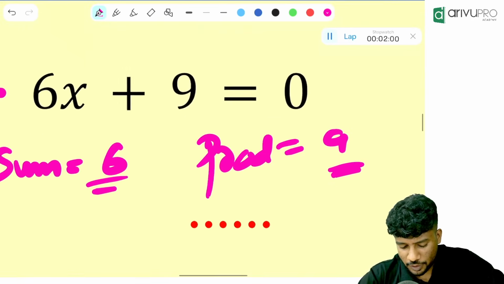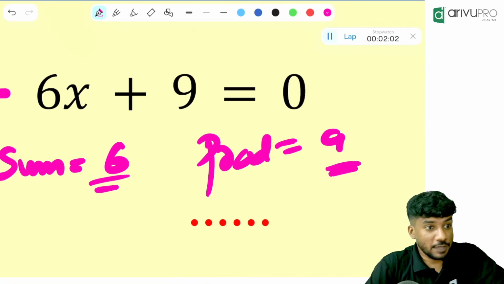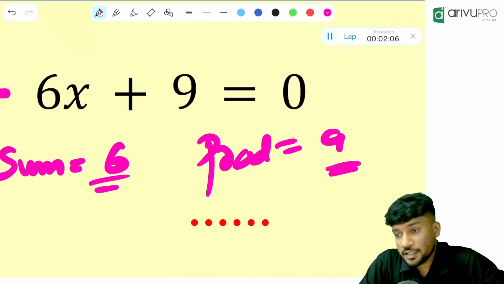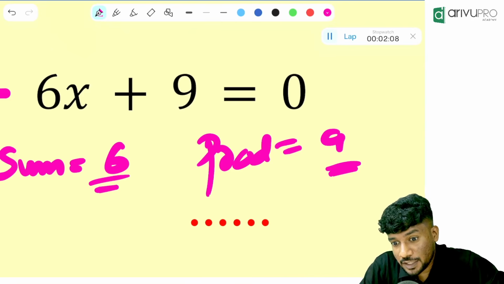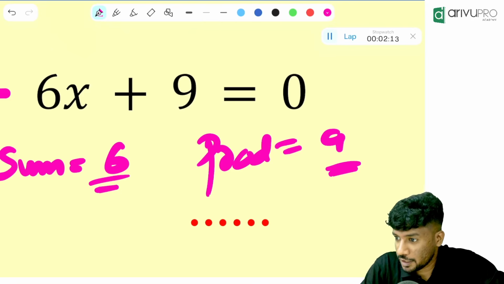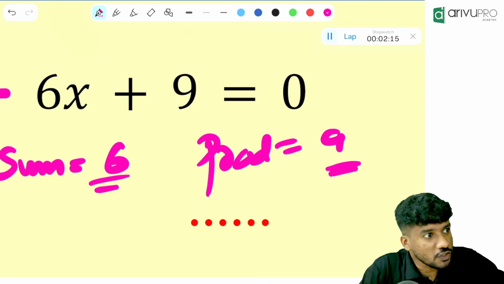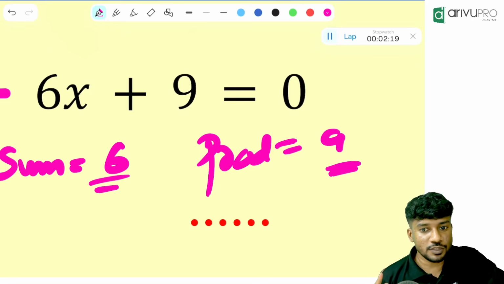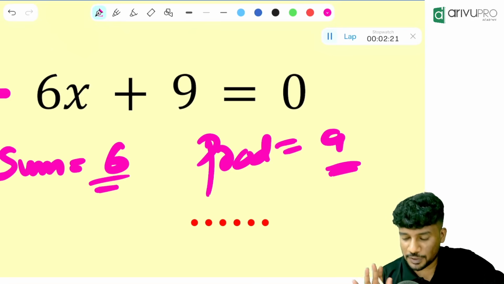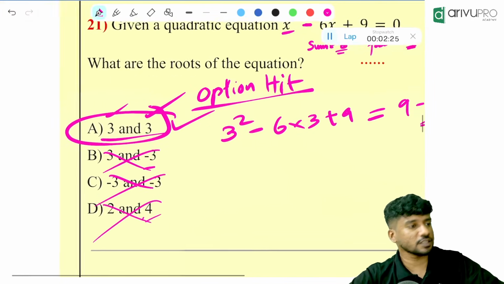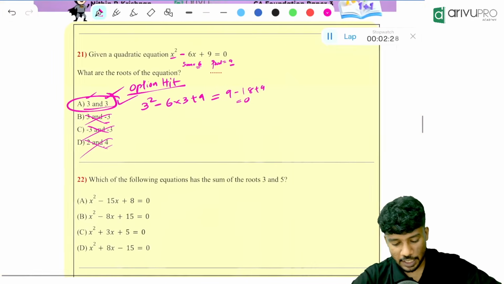So people, think about it. We don't know the options, I am randomly telling you. Sum is 6, product is 9. Which two numbers will give a sum of 6 and a product of 9? 3 and 3. 3 into 3 is 9, 3 plus 3 is 6. That way also you can keep it in your mind. If you know the sum of the roots and the product of the roots, you just substitute over there and you can get the answer. 3 plus 3 is equal to 6, 3 into 3 is equal to 9.